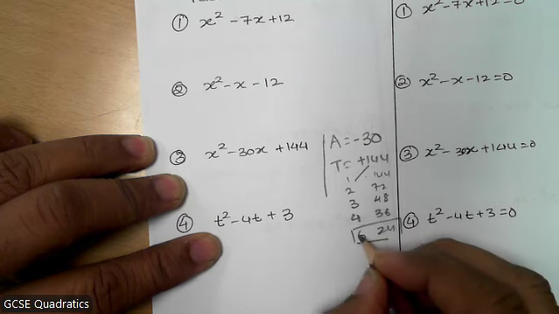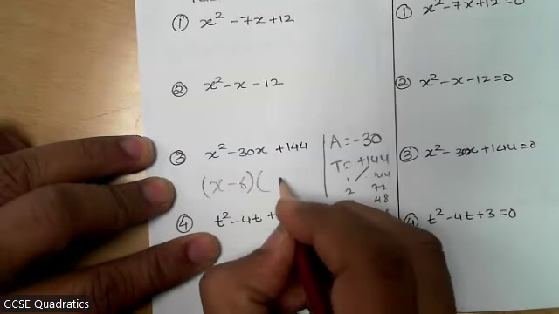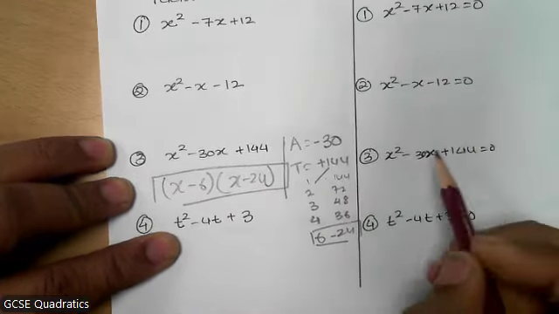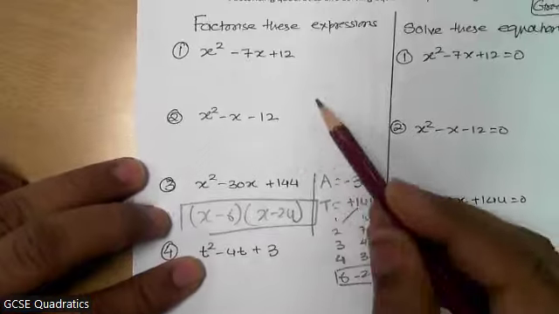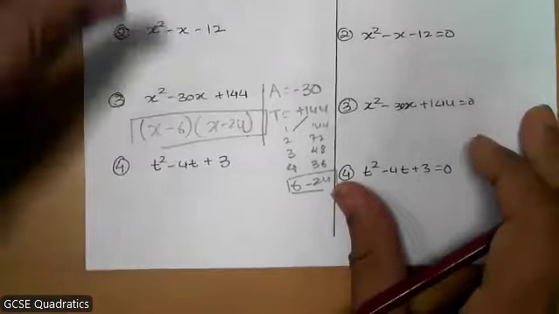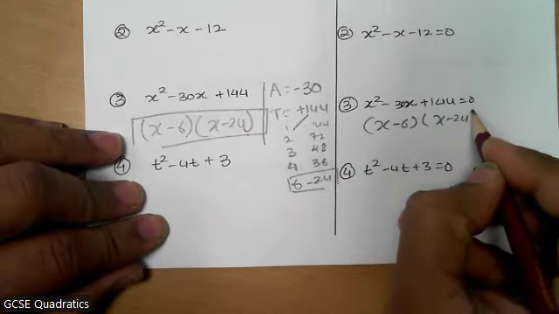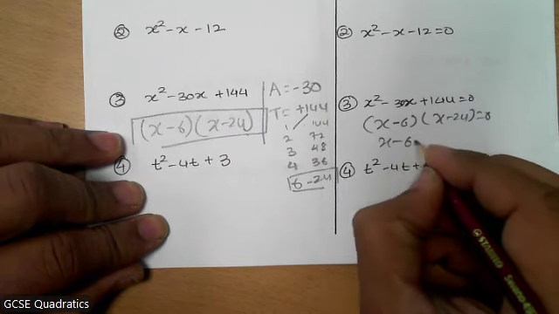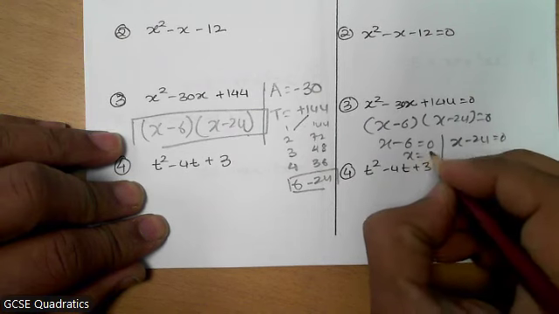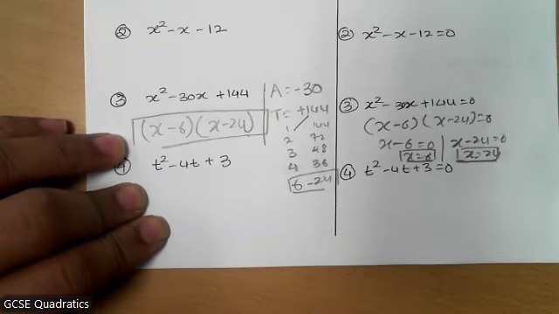So I'm looking at -6 and -24, so my factors are x minus 6 and x minus 24. Okay, so what do we do now? If they ask you to factorize, just stop here. If they ask you to hence solve the equation by factorizing, you rewrite that, and then you equate both factors to 0 and work out the two values of x, or the two solutions, or two roots, as we call them later on at A-level mathematics.